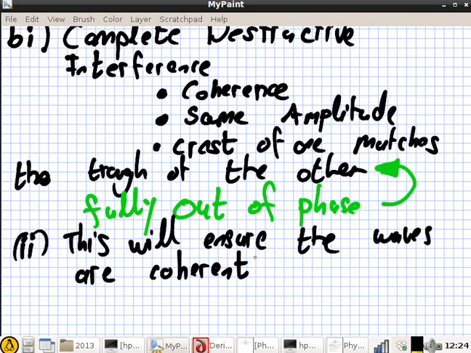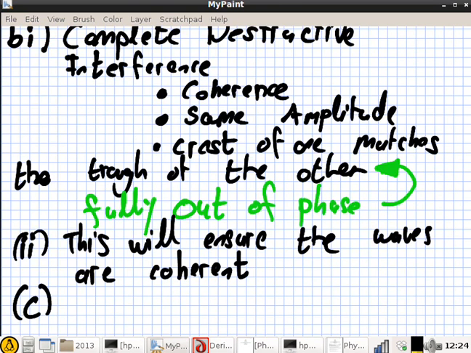Now, how many marks so far? It's been 2, 2, 2. So we have 6 marks so far. Not too bad. And that's A and B done, so now we're on to C part. Can I go back to the question now? Have you written that down?